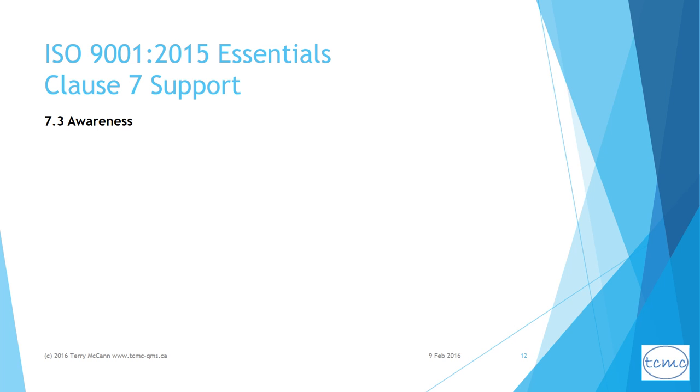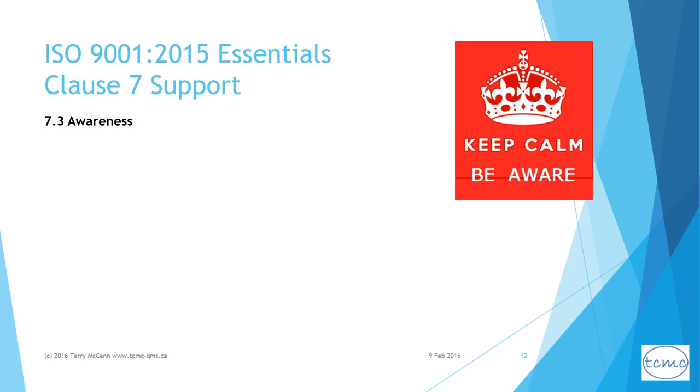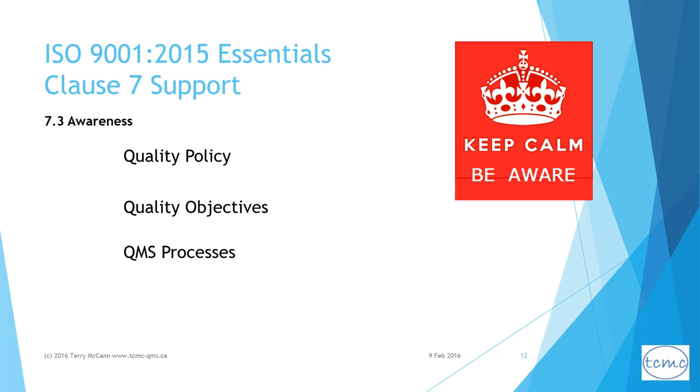7.3, awareness. As stated previously, everyone in the organization needs to be aware of the quality policy and the particular quality objectives that apply to them. They also need to know those parts of the QMS that impact them and the implication of not conforming with QMS requirements.